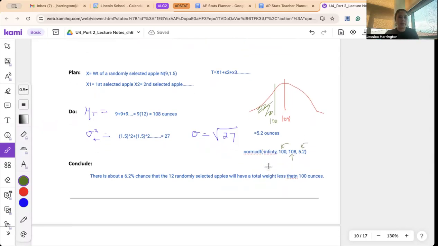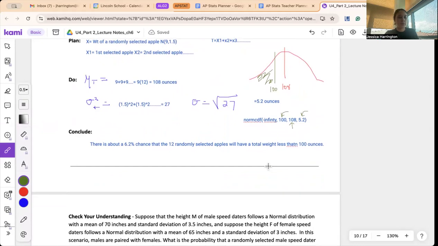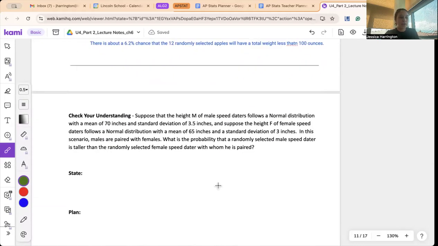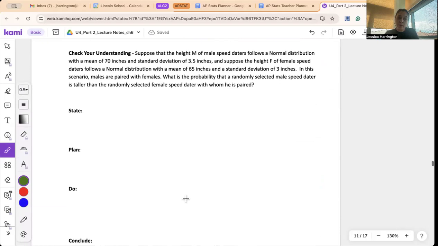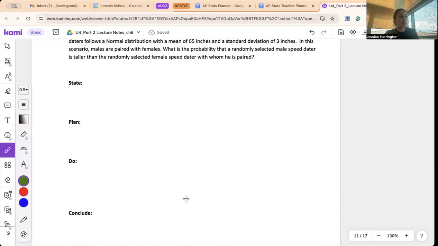All right. So that is putting what we just learned back together with normal distributions. Another check your understanding, where you're going to run through all 4 steps. So try that and check the solution.